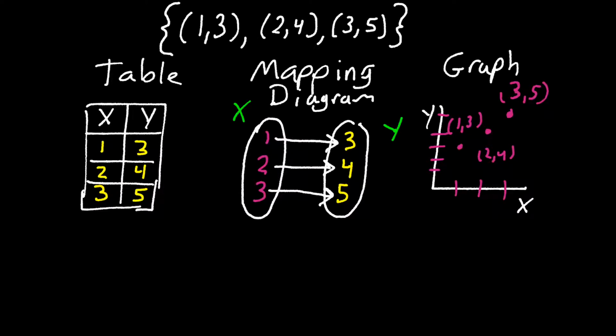So we have taken our relation right here of 3 ordered pairs, and we've created a table, a mapping diagram, and a graph. Alright, this brings us into 2 new vocab terms that we should be aware of. These vocab terms are domain and range. Now, the simple definition of domain is all x values in a function.